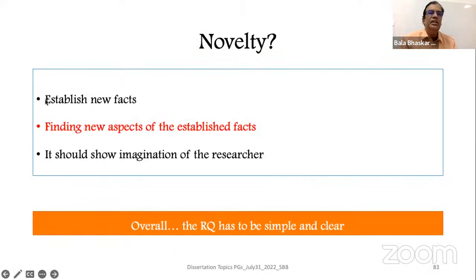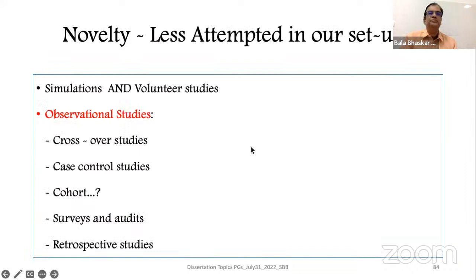So what we should be aiming for is to establish new facts, and if it is not possible, to find a new aspect of the established facts. And it should show some imagination on the part of the researcher. So overall, the research question which we pick up must be simple and clear. And again, I have got some opinion here.